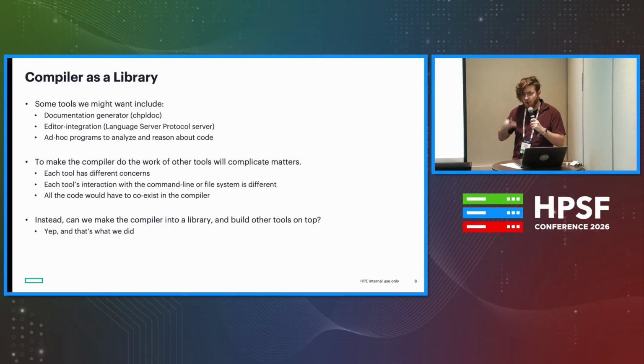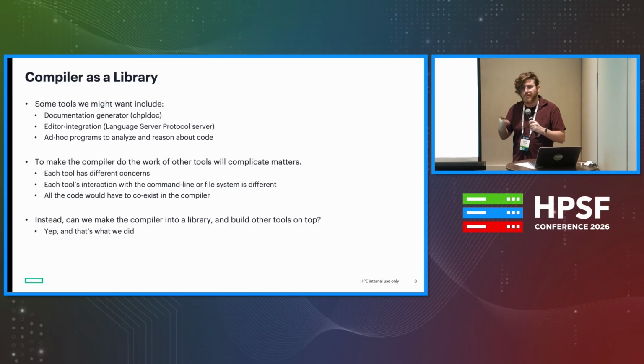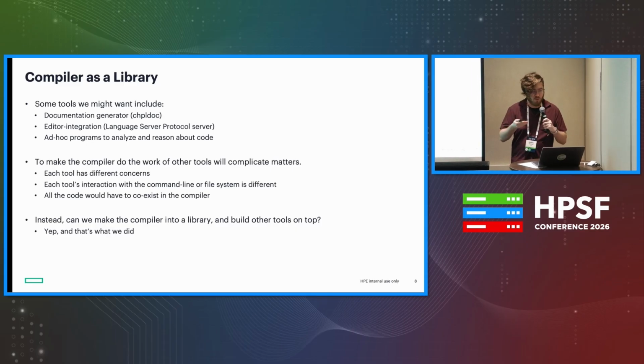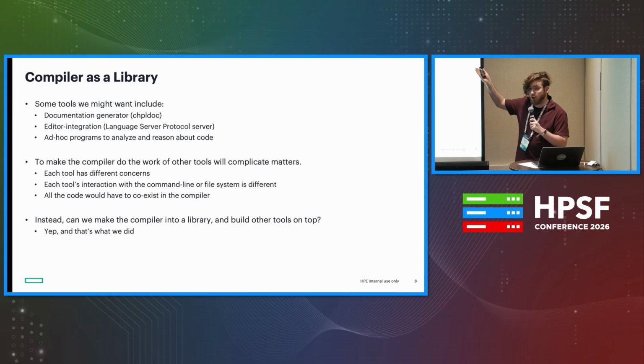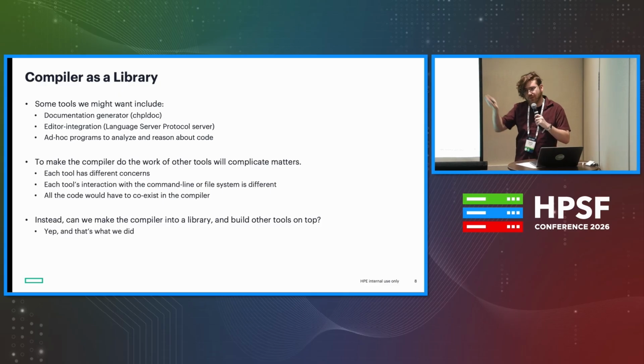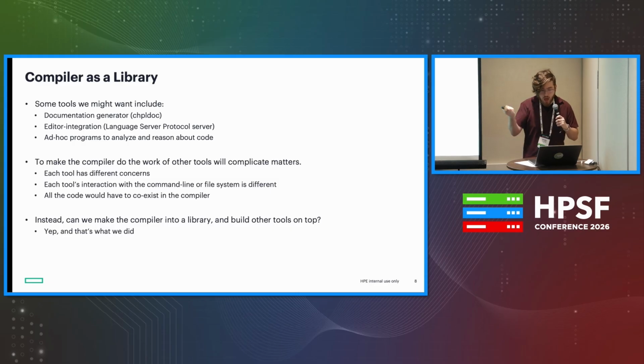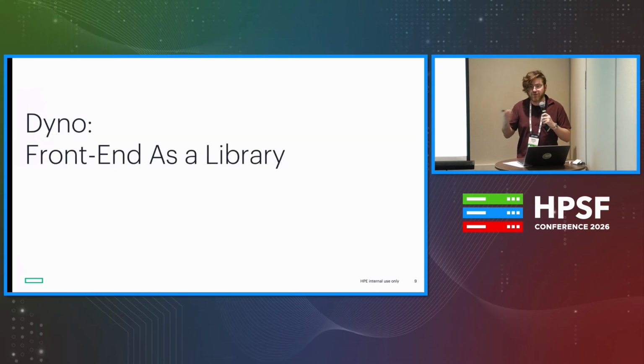To make the compiler do all that work in addition to compiling the code would make the compiler very complicated. So ideally, what we want is to make the compiler be usable as a library. So you can write a whole other program, say, give me the compiler smarts, and do the specific things that you want to do, like generating documentation, doing language server integration. So, creating a language server, which is a long-running process, does I/O to interact with the editor. So be able to move all that sort of special stuff out of the compiler and into its own tools. And that's what we did. So this resulted in Dyno, which is the Chapel compiler front end as a library.